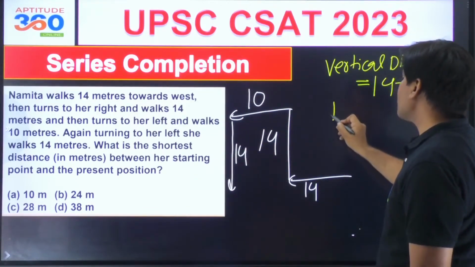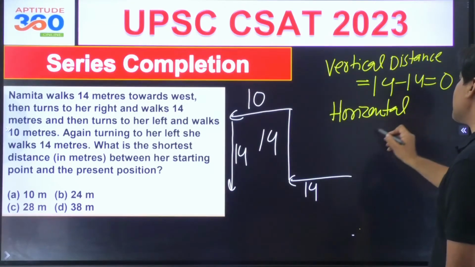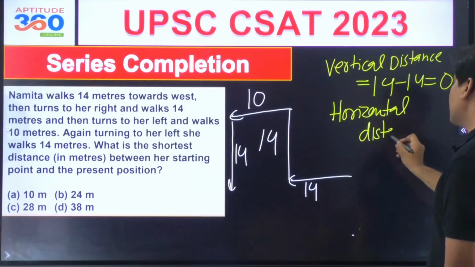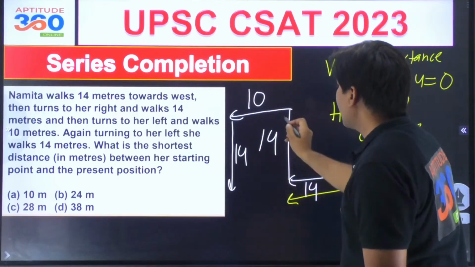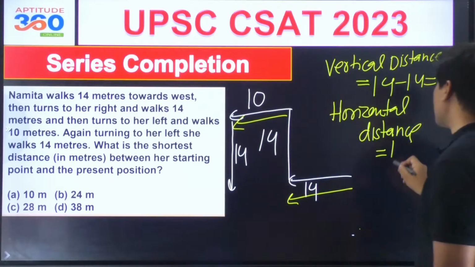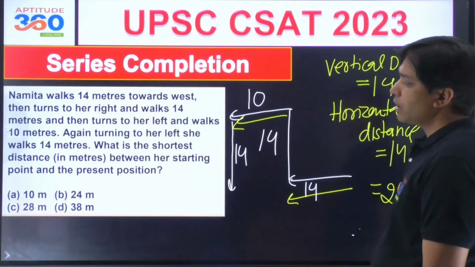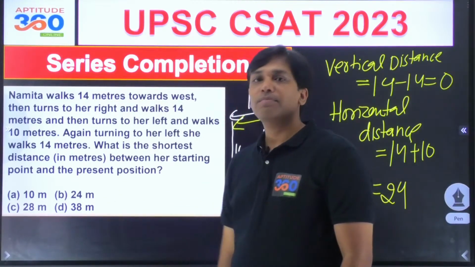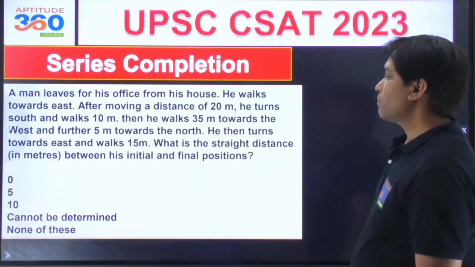So what is going to be the horizontal distance out here? It is 14 in this direction and then further 10 in this direction. So this is going to be 14 plus 10. The answer is coming out as 24, isn't it? That is the right answer. Are we clear with this? Good job. Solve this problem, people.